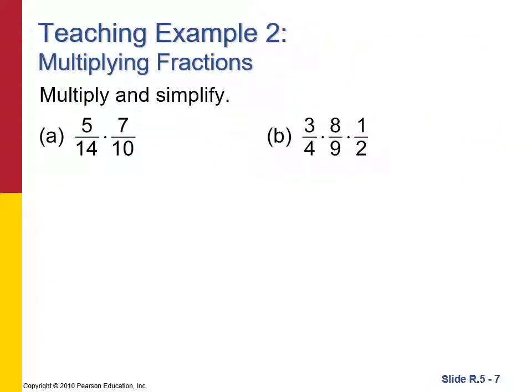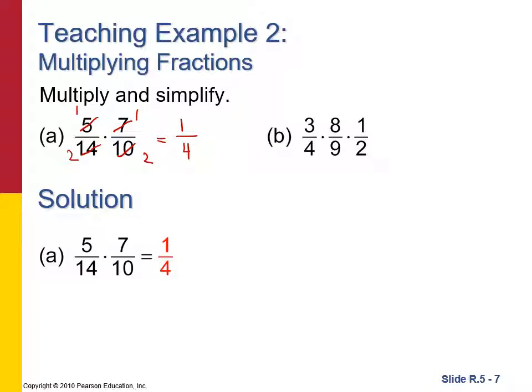All right, simplify and multiply. So multiplying fractions, you want to do your best to reduce. 7 goes into itself once and into 14 twice. 5 goes into itself once and into 10 twice. And so 1 times 1 is 1, and 2 times 2 is 4. And that is what our answer is here.